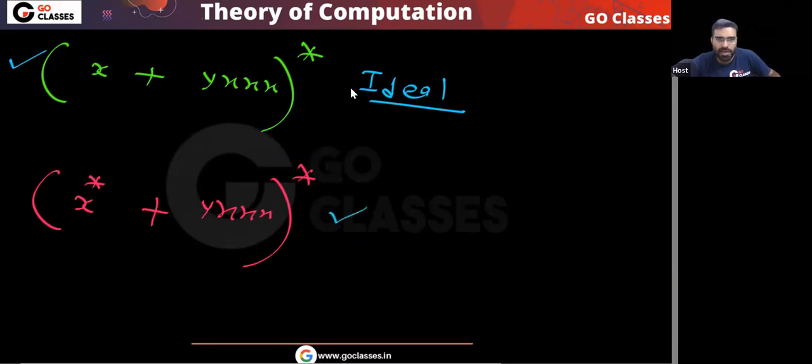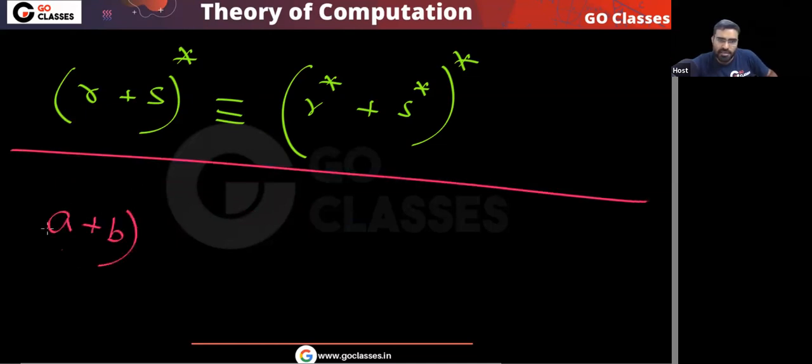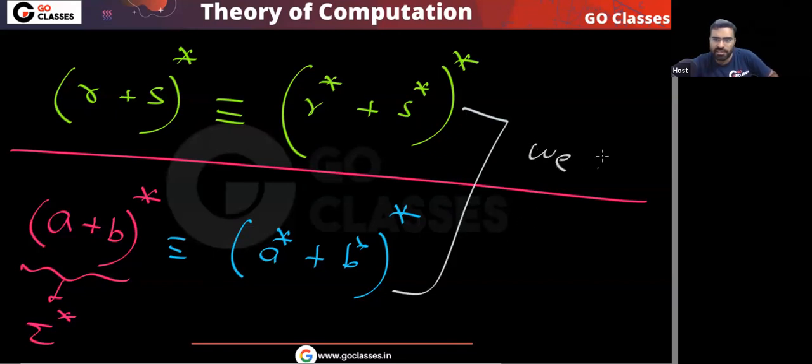Yes. Which property can you apply? Remember this property we have already seen: R or S whole star is the same as R star or S star whole star. Do you remember these properties we have seen? For example, this is your sigma star, and that is the same as A star or B star whole star. So this is also sigma star. These we have already seen, with proof.